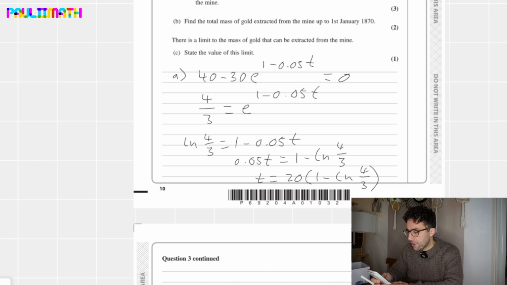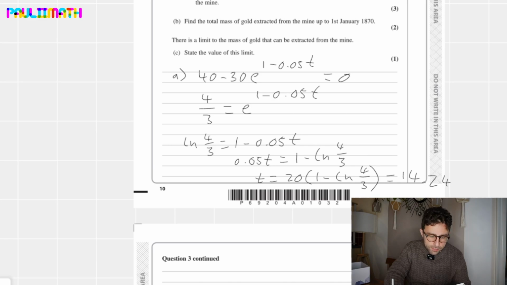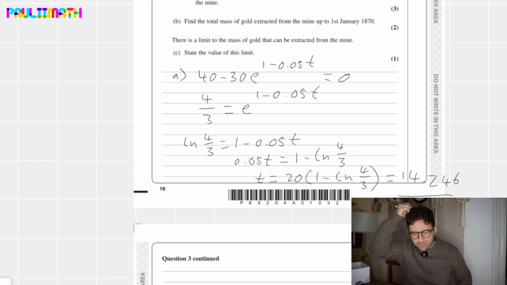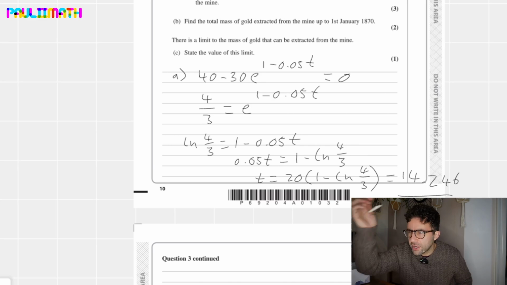Calculator at the ready. 1 minus ln 4/3. 14.246. Not really the nicest value of k. I guess you could keep it as an exact value like that, or whatever you need to. It's not really pleasant, is it? Unless I made a mistake. I might go and check it in a second.